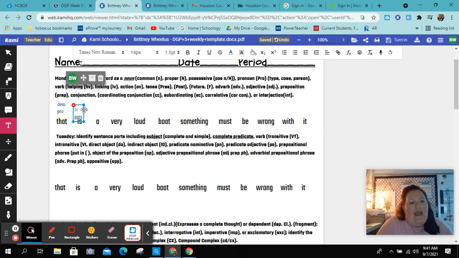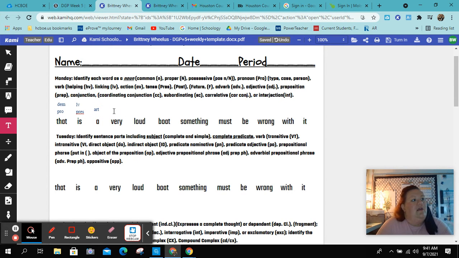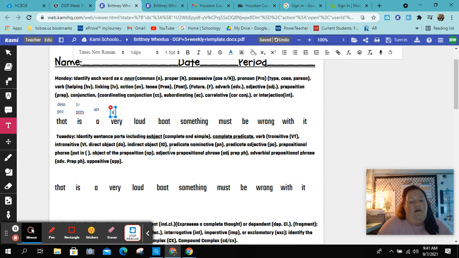Okay. Now, the word a is what part of speech? It will never, ever, ever change. John, article, adjective. Good. ART. All right. Very. Kaylin, adverb. Awesome. It is telling to what extent the boat is loud. Okay. Loud is describing what part of speech is loud. Braden. Adjective. Very good. ADJ.